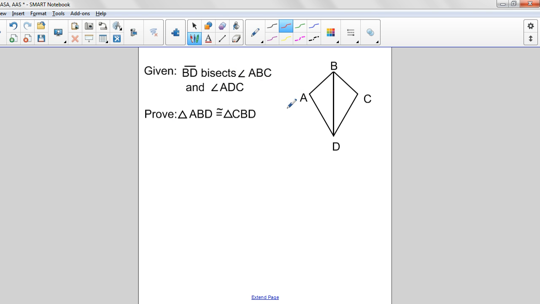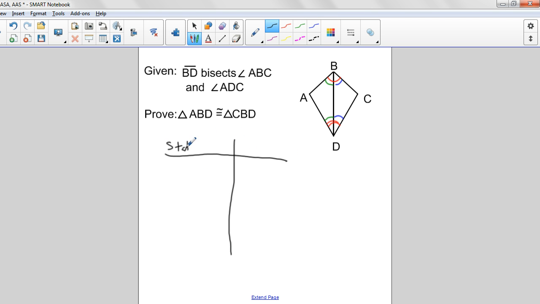Here is an example. BD bisects angle ABC. Here's angle ABC. And also angle ADC. So this is angle ADC. Okay, if it bisects it, you probably know that creates two equal angles. So this angle right here is now equal with this angle right here. And the same thing down here. This one is now equal to this one. Okay, so let's continue making a two-column proof.